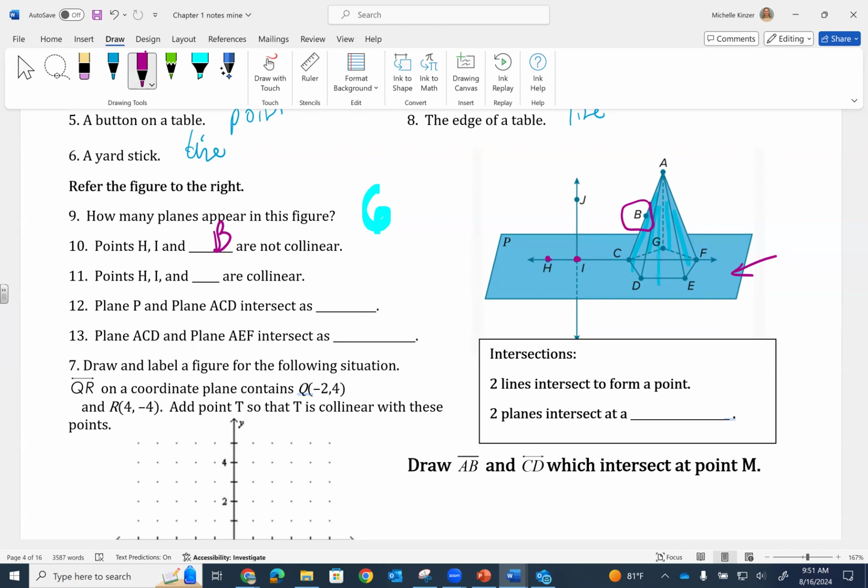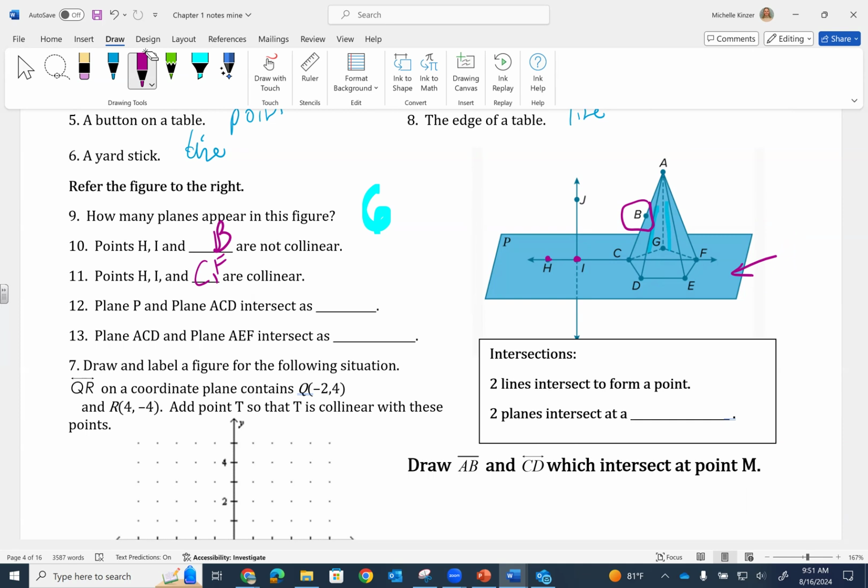That'd be right. So H, I, and who would be collinear? Well, if you would keep going straight with H and I, you could put C or you could put F, and each of those, your line will be connected. C, or like you would put F, depending, would be collinear with H and I. Okay, because you can form a straight line with those points.